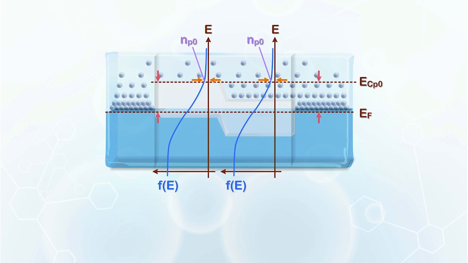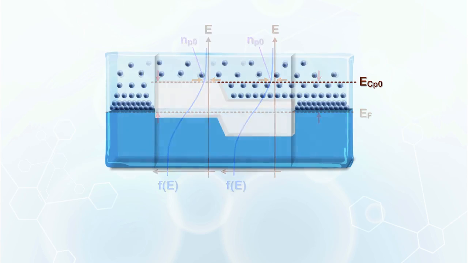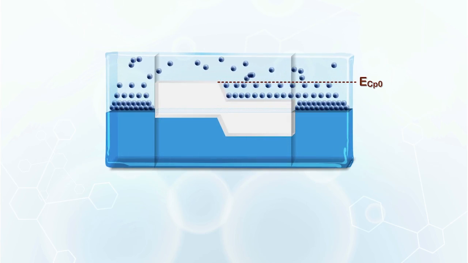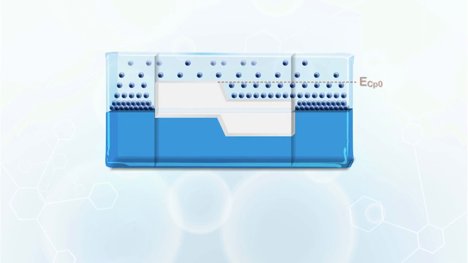There are more electrons on the n side, but most of them are below EC-P0, and they are not counted when considering electron motion across the junction. Therefore, there is no net movement of electrons to any side of the junction, and this results in zero net current.